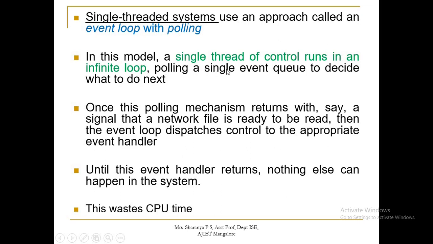Here the single thread of control runs in an infinite loop, polling a single event queue to decide what to do next. That is, it keeps executing one thread, and only when a new request arises will it poll to see which particular event it needs to serve.